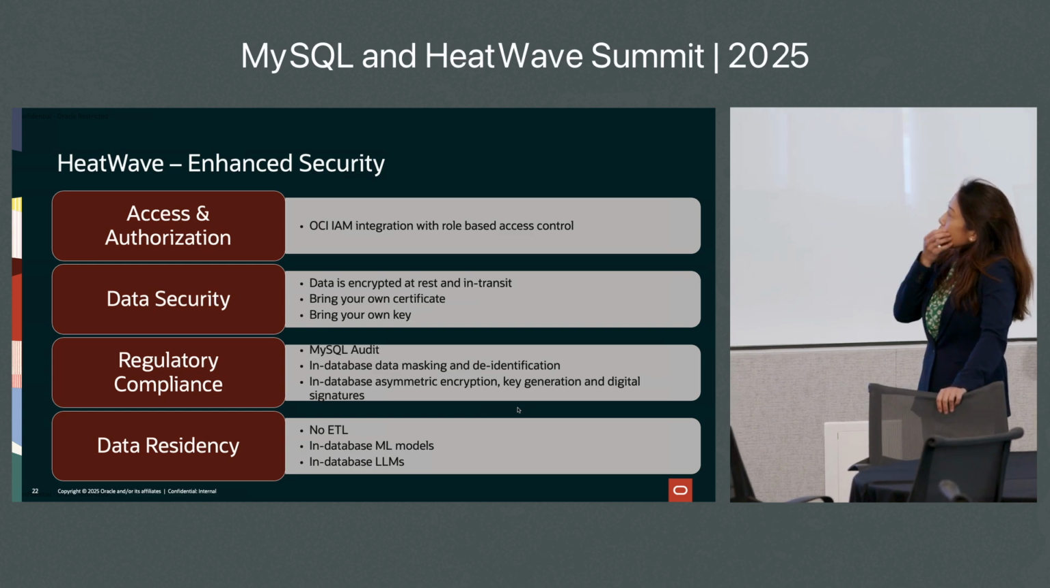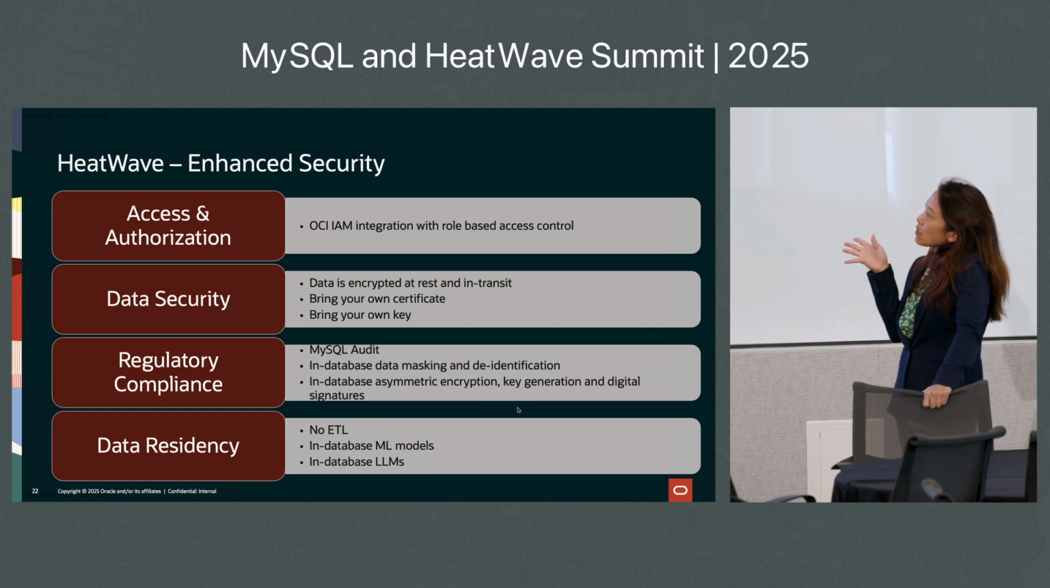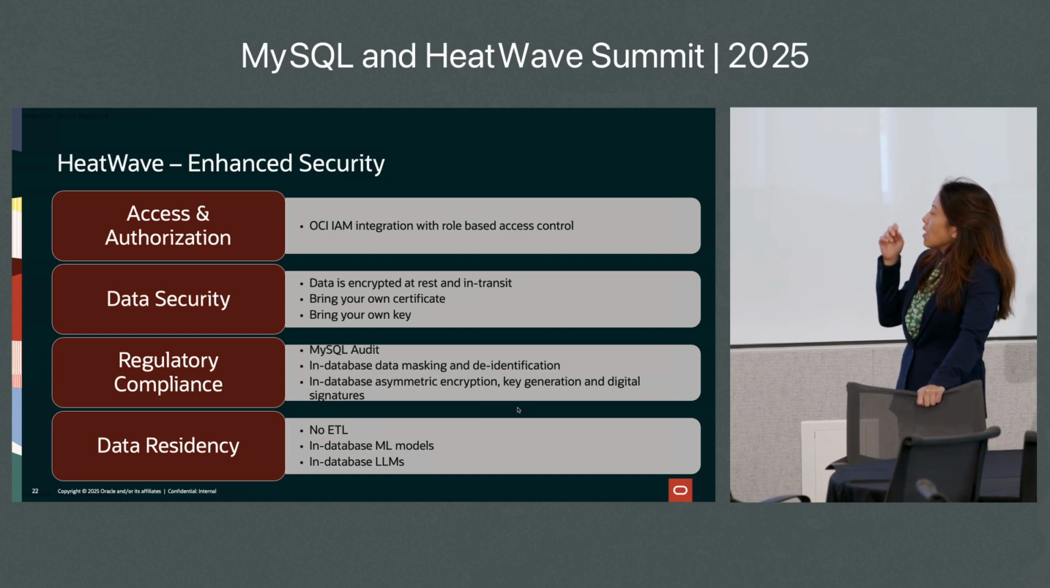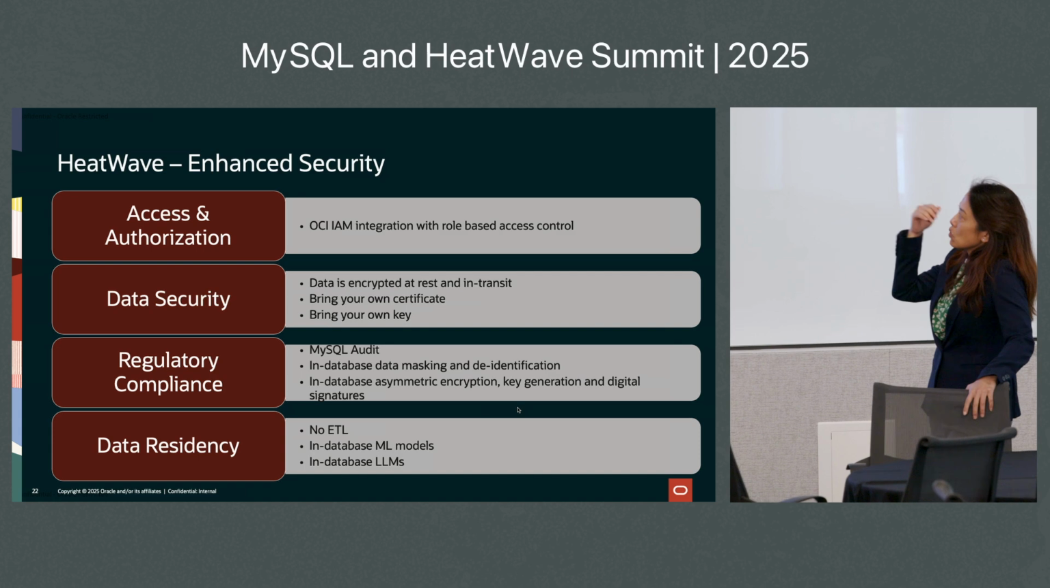I categorize them into 4. One is about access and authorization. One is about data security, regulatory compliance, and data residency. They are a little bit overlapping, but I want to map to show you what are the features that are associated with these categories, right?